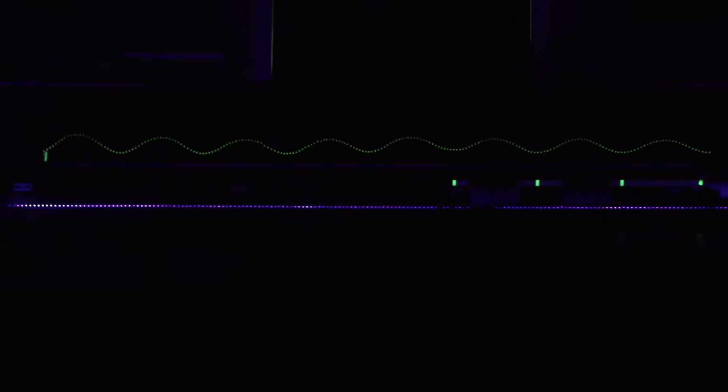The distance between two wave crests corresponds to wavelength. Alternatively, wavelength is also the distance between two troughs.